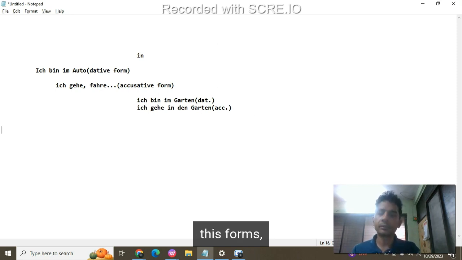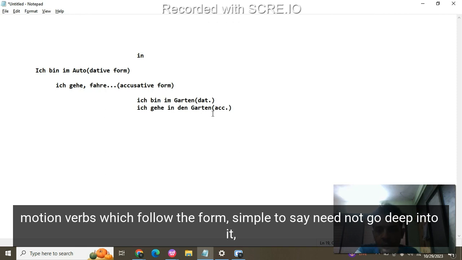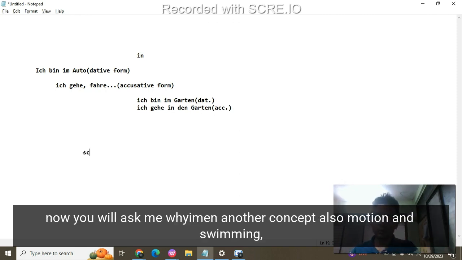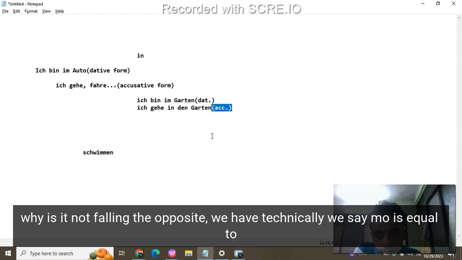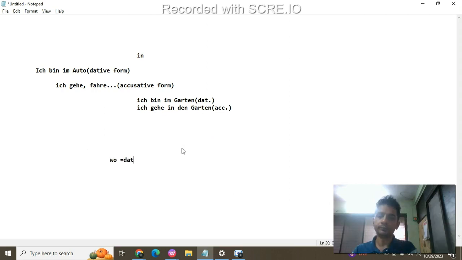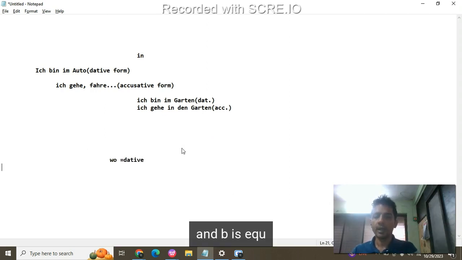Let me go further into this. I had these motion verbs, which follow the accusative form. It's simple to say, and we need not go deep into it. Now you will ask me: why is schwimmen, swimming, also a motion, but not following the accusative case? That is another concept. Technically we say wo is equal to dative and wohin is equal to accusative.